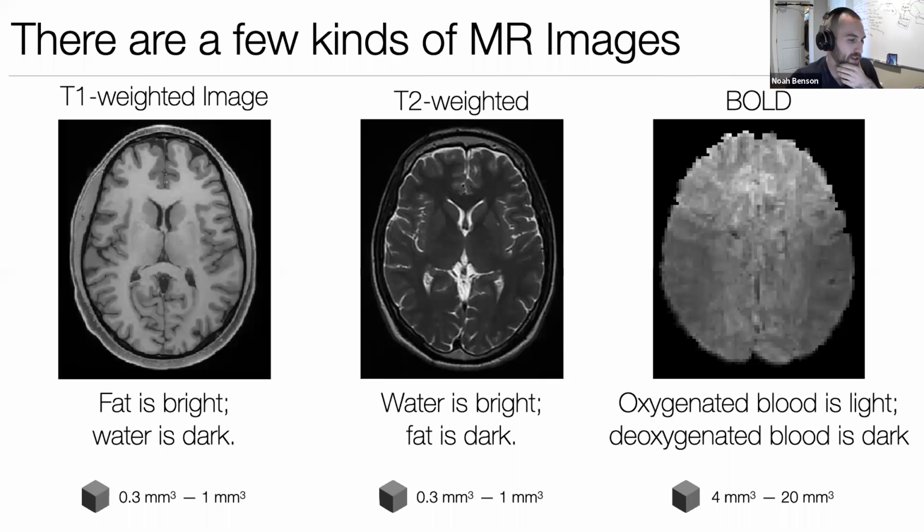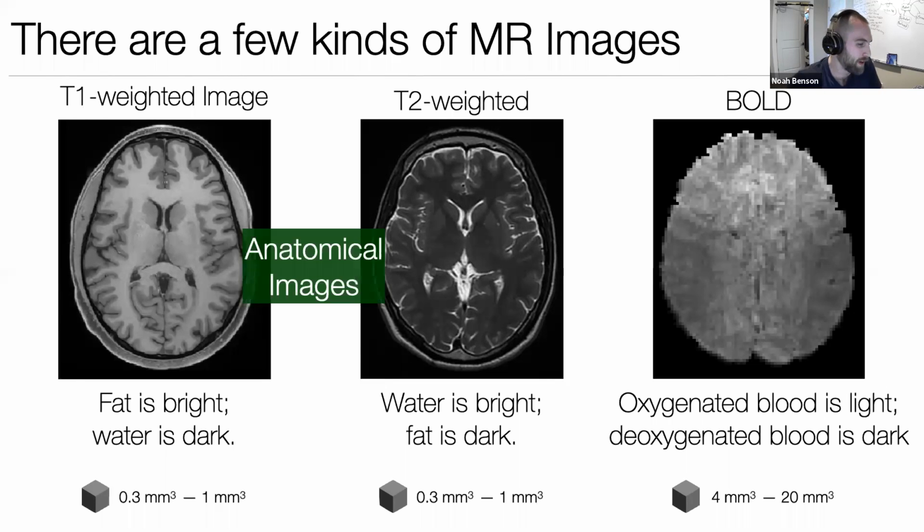And partly because of this, they tend to have much larger voxels and lower resolution than the images on the left. And notice that these two images on the left give a lot of detail about anatomical structure, and for this reason, sometimes we call them anatomical or structural images, while the image on the right is what's known as a functional image.